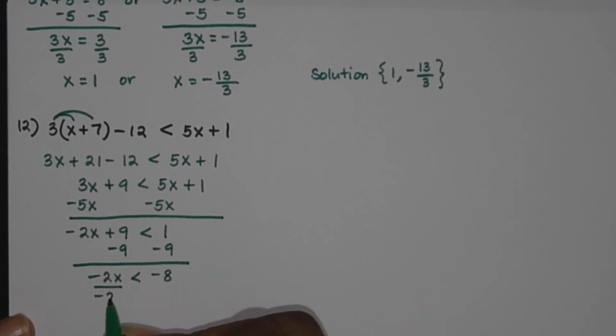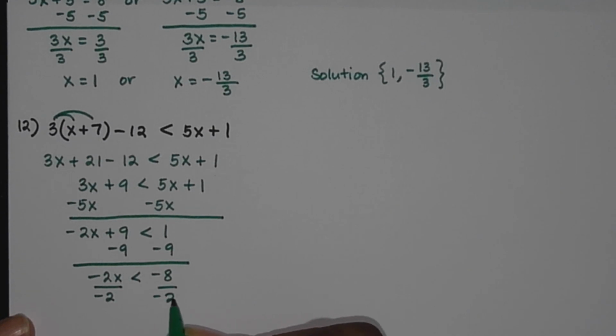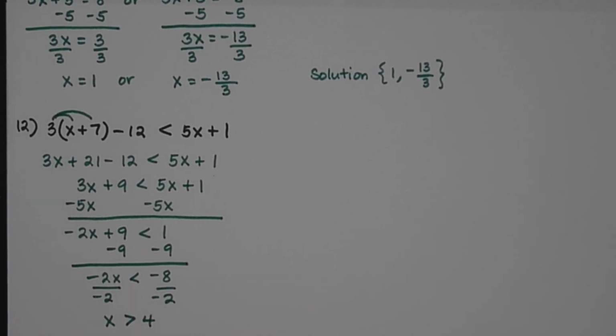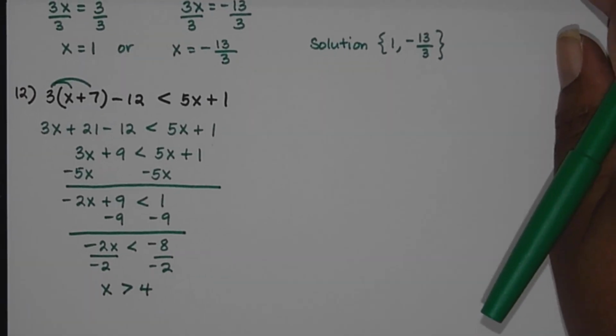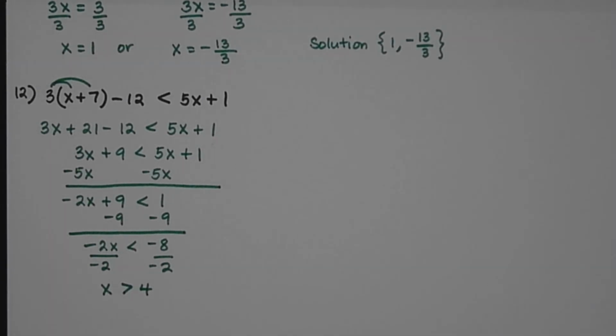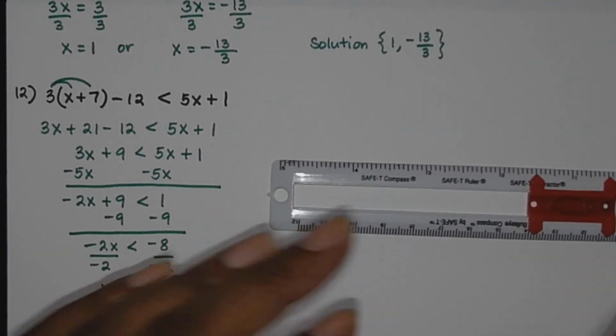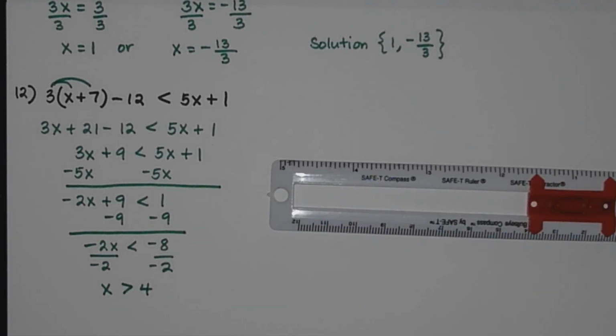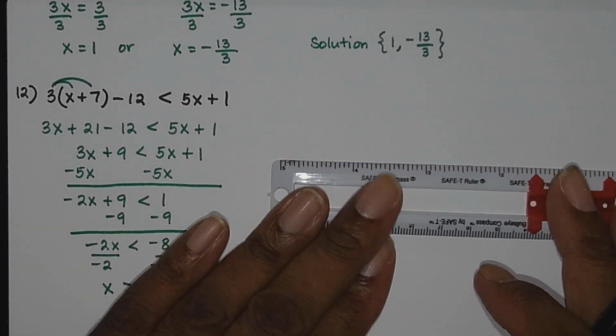And then when I divide both sides of this inequality by negative 2, what's going to happen to that less than symbol? We're going to flip it from less than to greater than. So x is greater than 4. That's the solution set for this inequality. Now we need to graph this solution set on a number line. And by the way, you will have number lines provided on the exam.